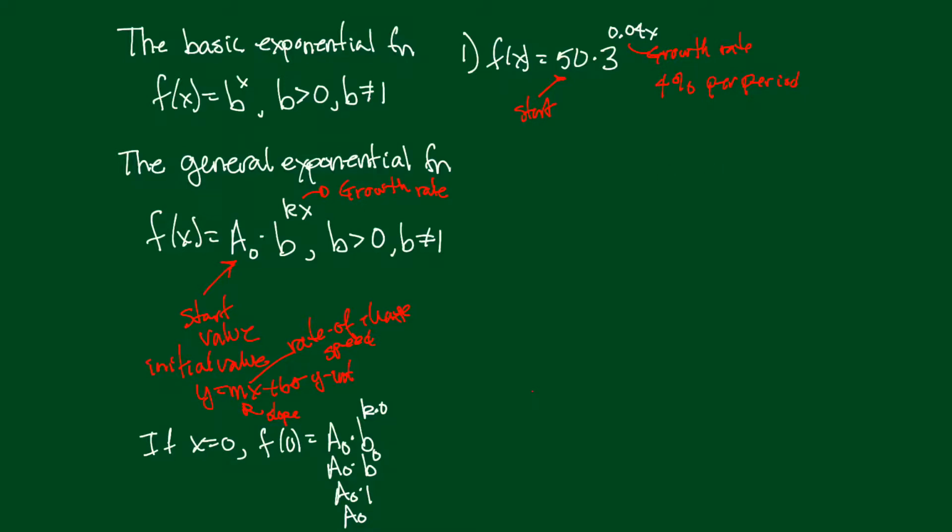Now, before we go any further, do you see what's happening here? Let's just look at this 0.03 here. One more thing about this example. You see this 3 to the 0.04x. We could rewrite that as 3 to the 0.04, all to the x.